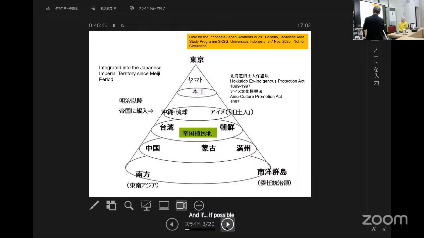And if possible, I want to share such kind of Japanese and Indonesian images of each other through the reflection of cartoons, animations, and other related materials, including subculture contents. And today, this is today's first presentation of my effort. It's a part of my research. Thank you. Terima kasih.